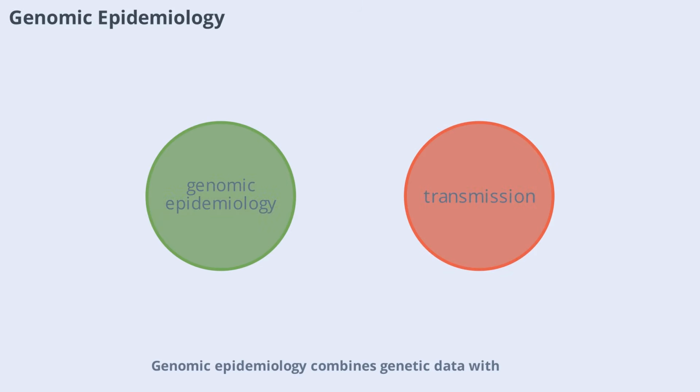Genomic epidemiology combines genetic data with traditional epidemiology to track disease patterns. By linking genetic sequences to patient information, scientists can uncover transmission chains and identify risk factors. This integrated approach is reshaping how we study and control infectious diseases.